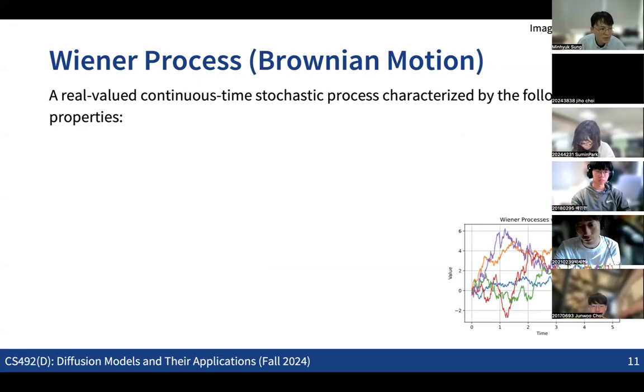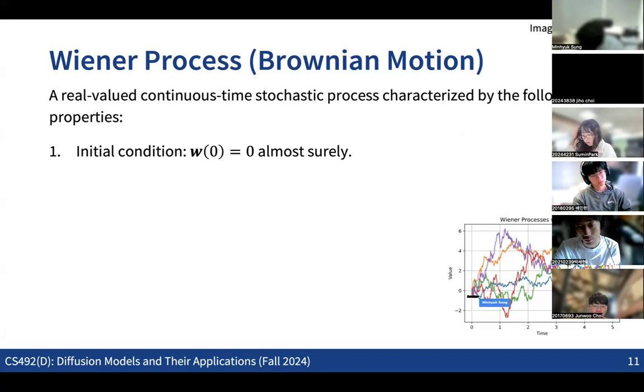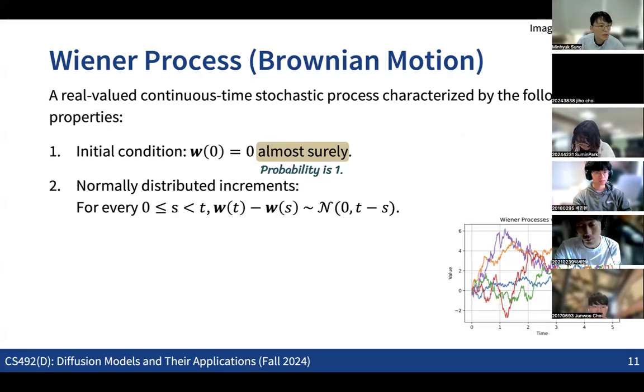The first property is that it's always starting from zero. So when the time is zero, the probability that the output of the evaluation of this process is zero is 1. That's the meaning of W0 being 0 almost surely. So every trajectory starts from 0. That's the initial condition.